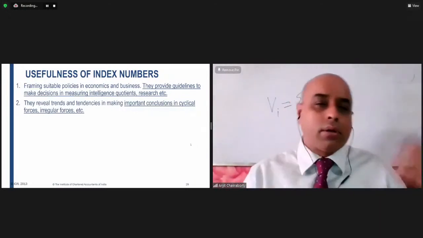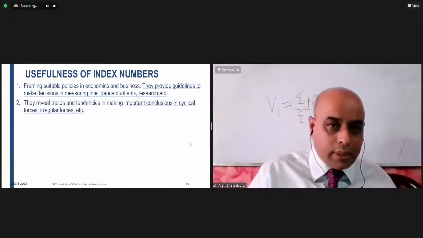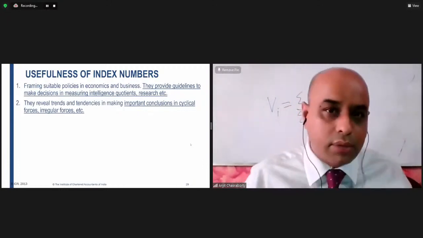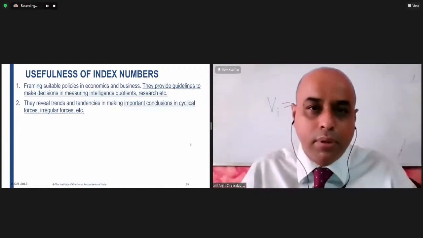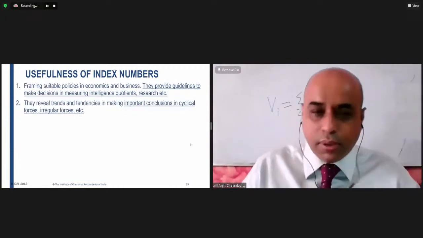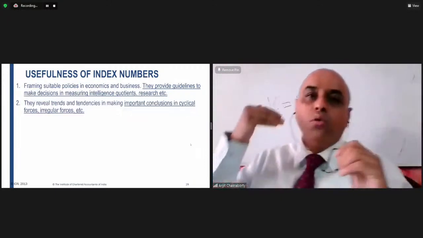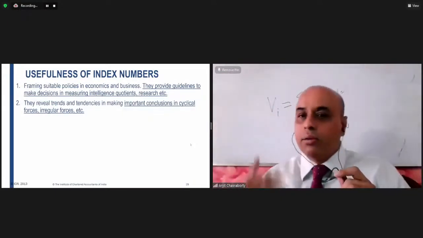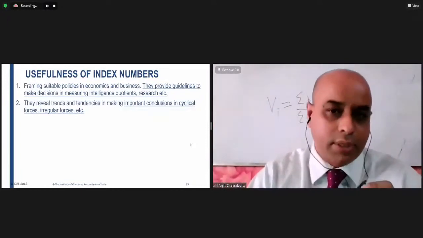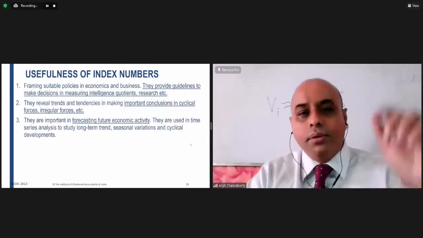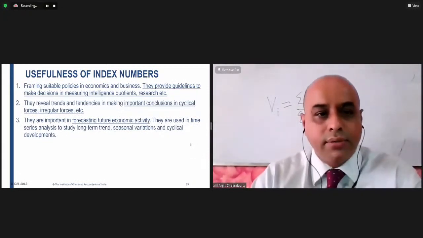How many people are occupied? How many people are employed? If we compare 2021 with, say, a base year 2012, and we find out the percentage of the population who were employed in 2020 versus the percentage employed in 2021, we will get a very important index number which describes the employment percentage, right? So definitely index numbers are useful in forecasting future economic activity.